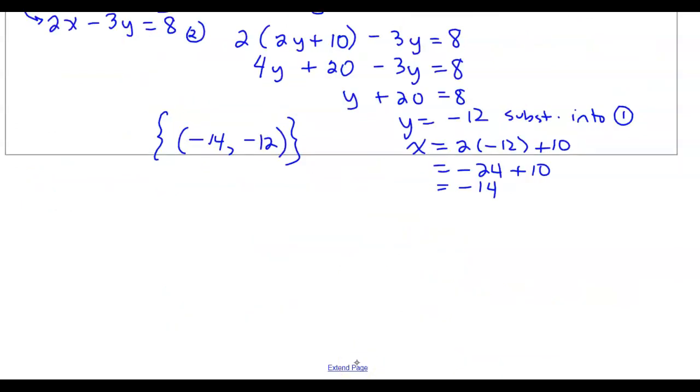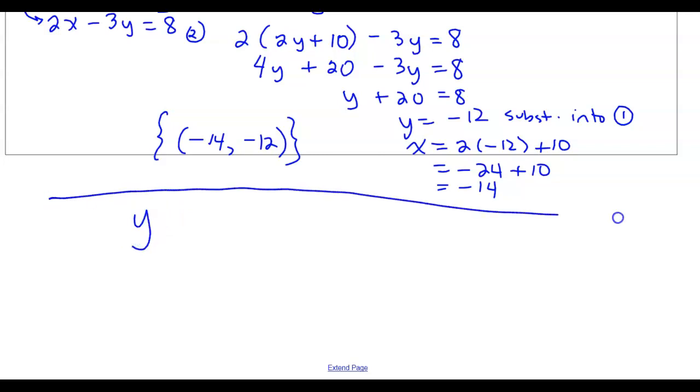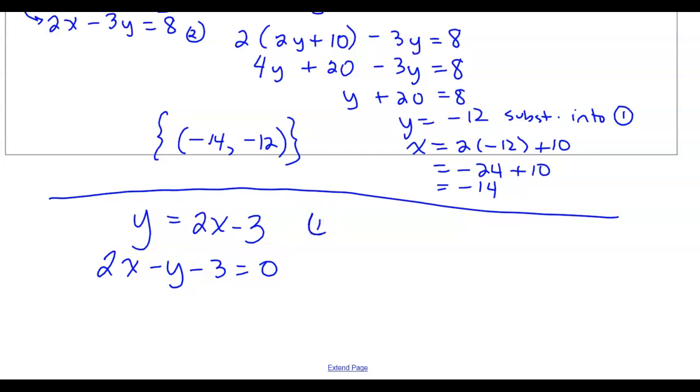So for example, if I have y equals 2x minus 3, you don't have to write this down, I just want to show you, as my one equation, and then I have 2x minus y minus 3 equals 0 as my other equation. So a different form of an equation. What you'll notice, if I substitute 1 into 2 here, so that's already solved for y, then I would get 2x minus 3 minus 3 equals 0.